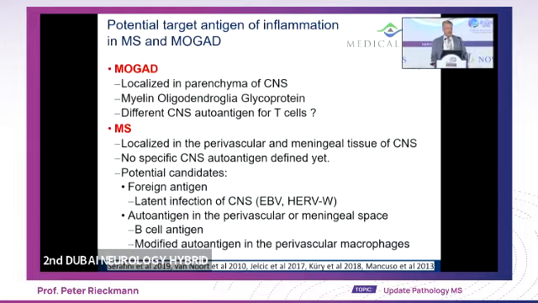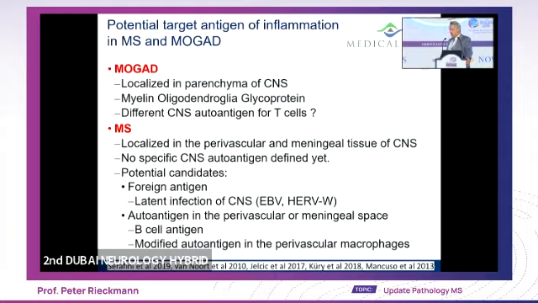Some very interesting aspects about human endogenous retrovirus. And you probably don't know this, they really make up a large part of our genome, between 5 and 8% are encapsulated retrovirus, so they might have something to do, in particular HERV-W plays a role in certain aspects here. So the autoantigen in the perivascular or meningeal space is probably a B cell antigen, because that's where the B cells reside.